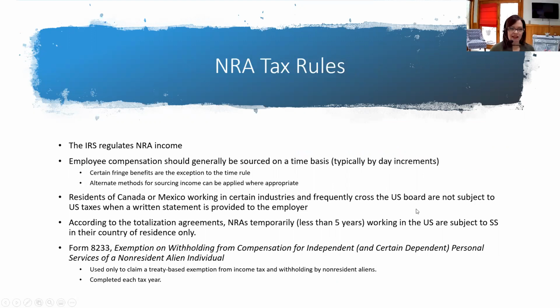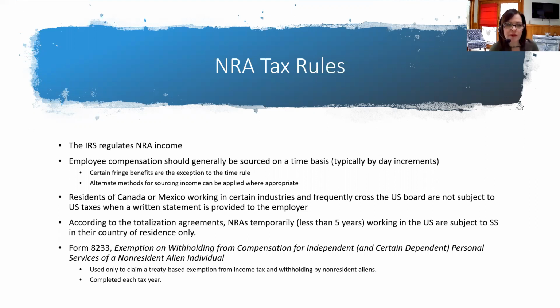NRA tax rules. Again, NRA, non-resident alien. The IRS regulates non-resident alien income. Employee compensation should generally be sourced on a time basis, typically by day increments. And just to note, there are certain fringe benefits that are the exception to the time rule. Alternate methods for sourcing income can also be applied where appropriate. And that is basically if someone had a job where their compensation was based on completion of certain tasks rather than the time that it took them to do it, that may be one of those situations where an alternate method can be used.